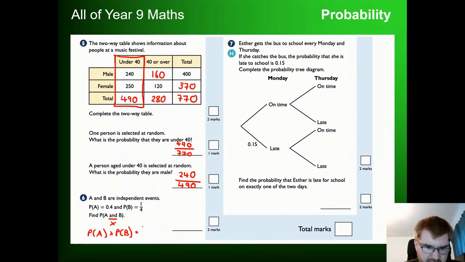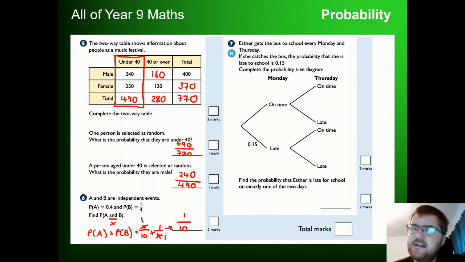So 0.4 is the same as 4 over 10 multiplied by 1/4. We can do some cross cancelling, that's helpful. And then we're left with just 1 over 10. Perfect. Okay, so usually you have to be a bit careful because you'd have to minus the intersection, but because they're independent, there is no intersection.